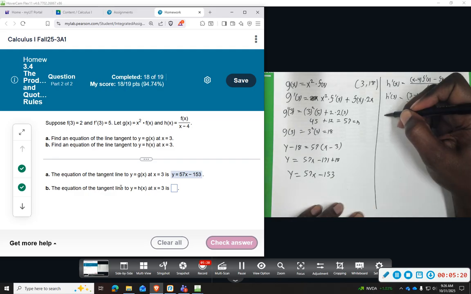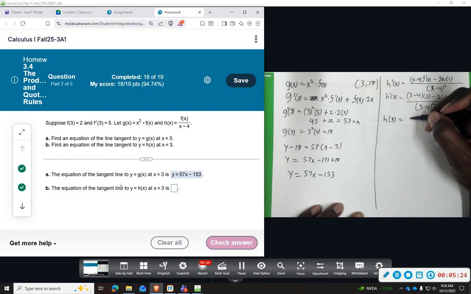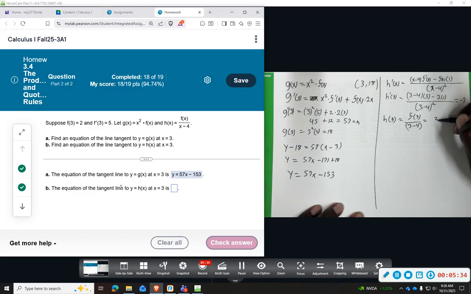And then we're going to go back to the original h and plug in a 3. So that's going to be f of 3 over 3 minus 4. So f of 3 is 2. And then divided by negative 1, which will give me negative 2. So the ordered pair we're using is 3, negative 2. And my slope is negative 7.